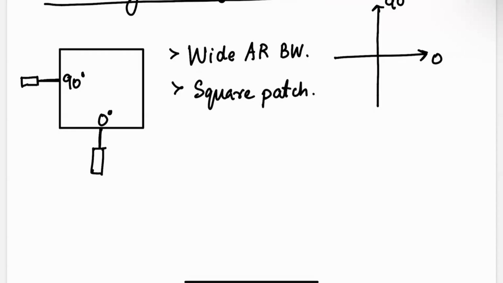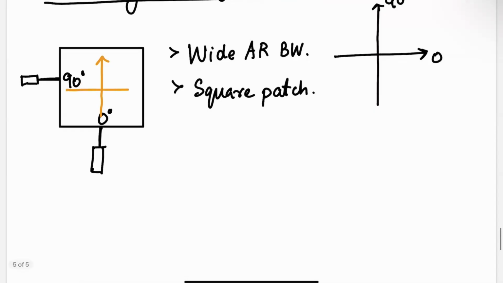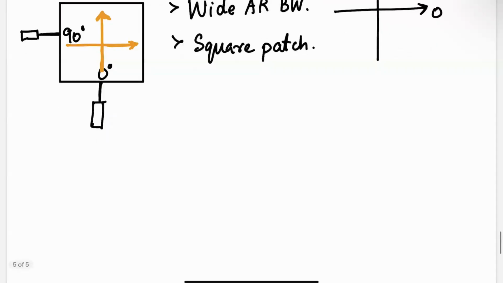One more thing to mention here is that this current and this current are isolated, right? Because they are orthogonal to each other. So one current doesn't excite the other current. So this mode and this mode are kind of uncoupled or isolated modes. Okay, that's one way to do it.